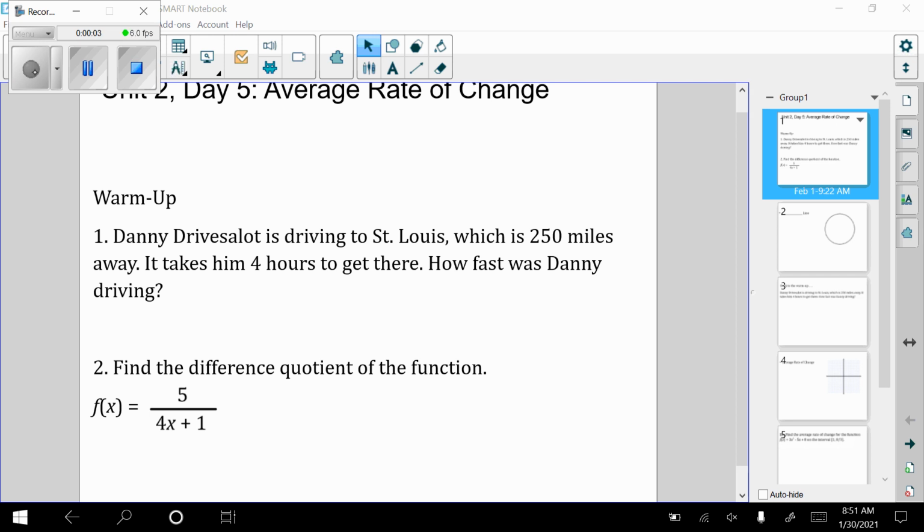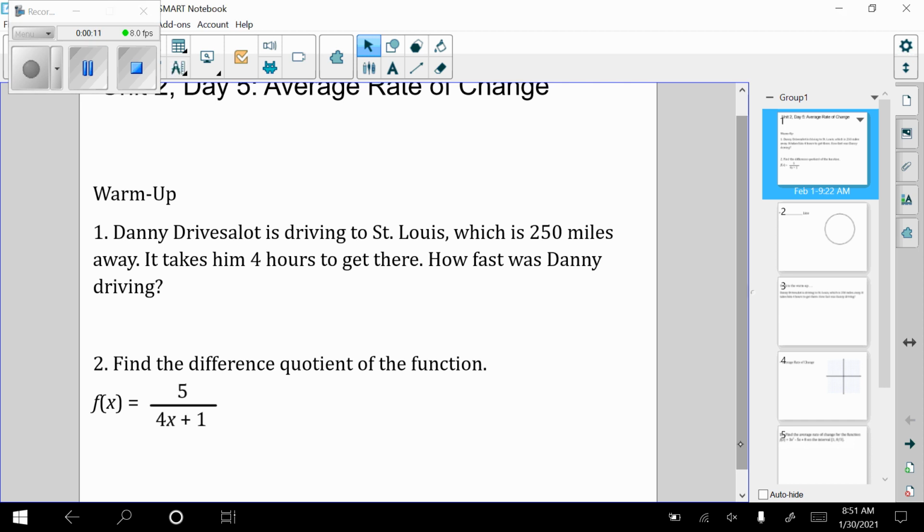Hello all. Today is Unit 2, Day 5, and we are about to embark upon the idea of average rate of change. For a warm-up, Danny drives a lot. He's driving to St. Louis, which is 250 miles away. It takes him 4 hours to get there. How fast was Danny driving?